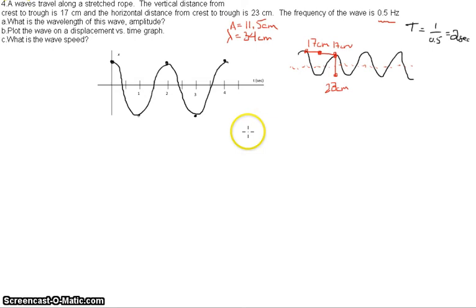Alright, to determine the wave speed, we can use wavelength divided by the period, or wavelength times the frequency. Either way, we're going to end up with the same answer. So it's going to be 0.34 meters times 2 hertz, or 0.68 meters per second.